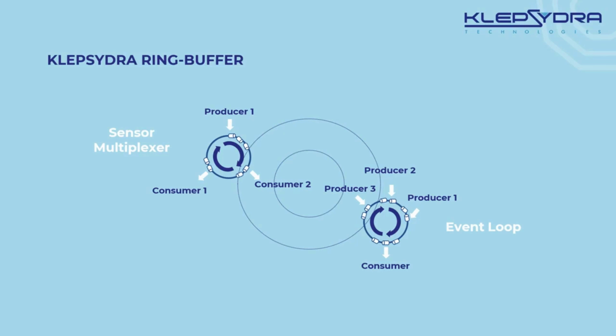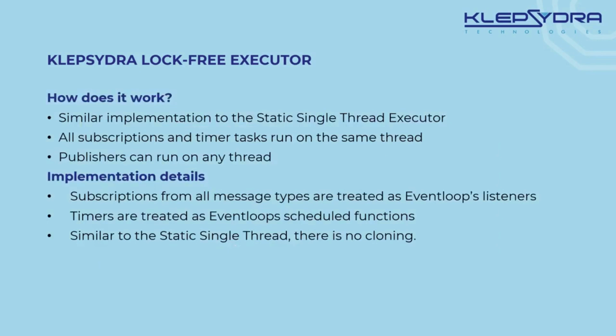These two approaches have two main advantages. First, very low power consumption, and the second is a large throughput of processed data. Execution management in functionality is similar to that of ROS2 static single-threaded executors, where all subscriptions are run on the same thread. Implementation, however, is different. Klepsydra uses subscriptions as listeners, and timers are scheduled functions, all of which run on the same thread. Since the timers and subscriptions are single-threaded, there's no need to clone or to lock.